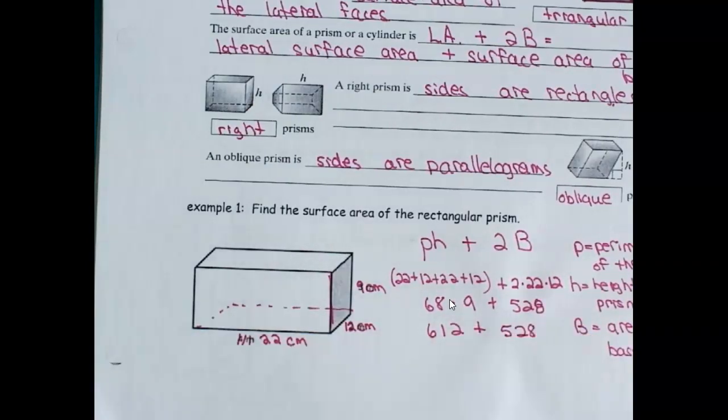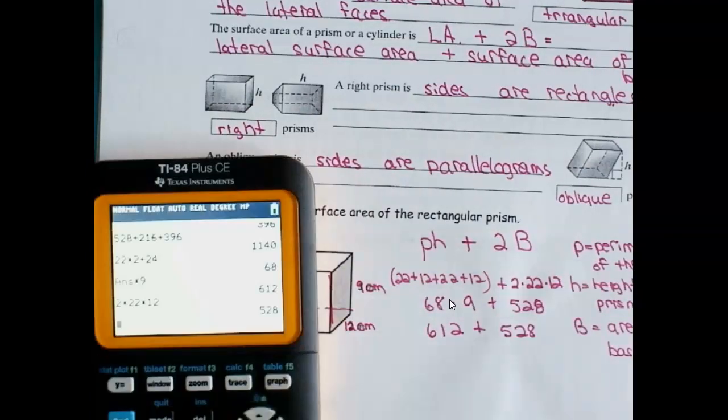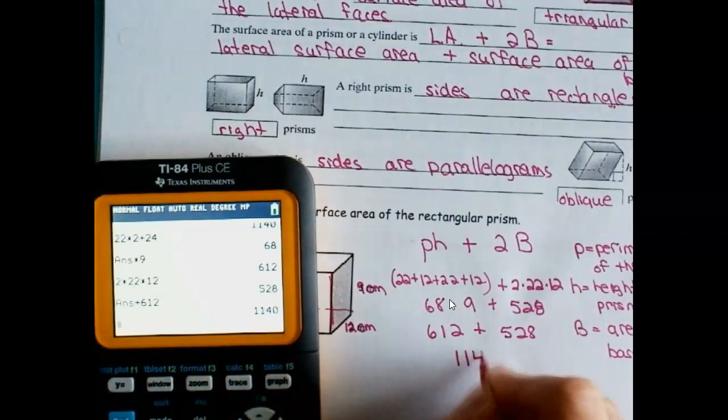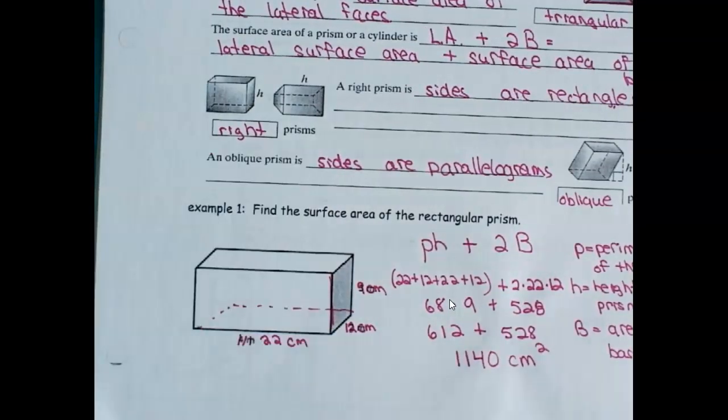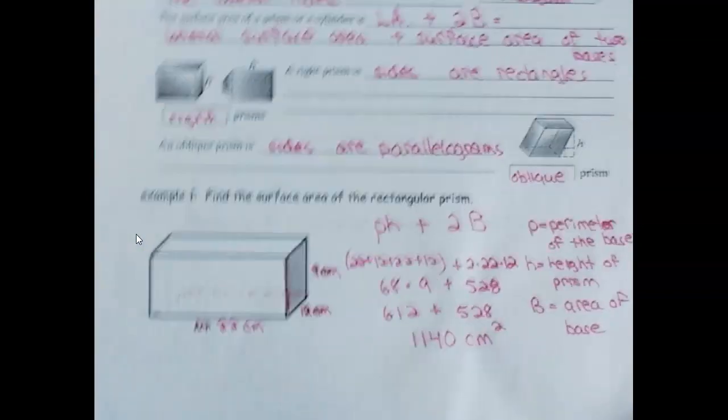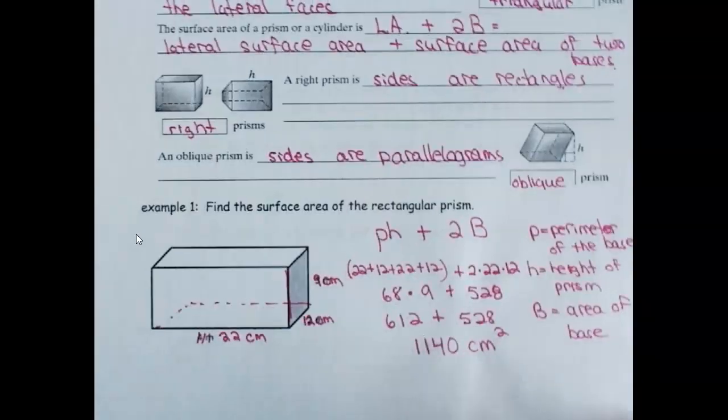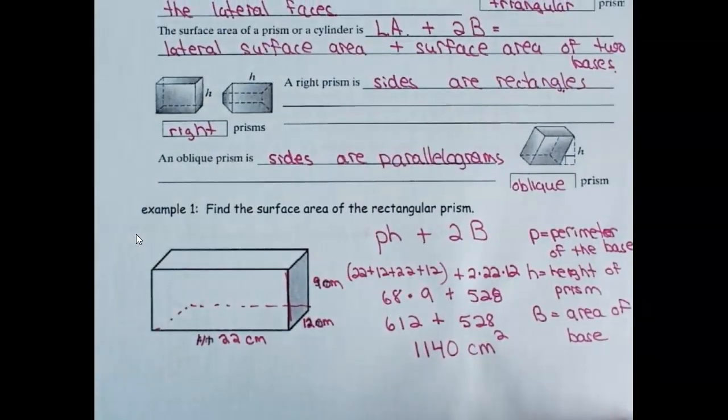Now again, hopefully we're going to end up with the same area that we did when we just looked at the surface area of each one of the sides. So I'm going to add these up, and I'm coming up with 1,140 centimeters squared for my total surface area. And that's the same thing that we got if we didn't use our formula. So you do have options. You can use the formula, or you can break it down like I did and find each one of the surface areas of each face and then add them together.